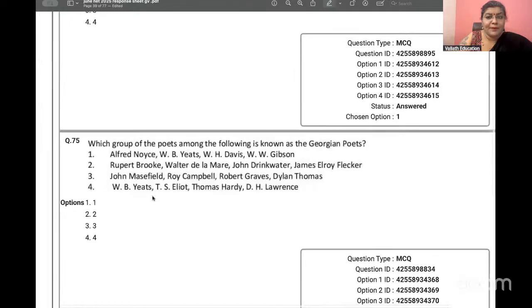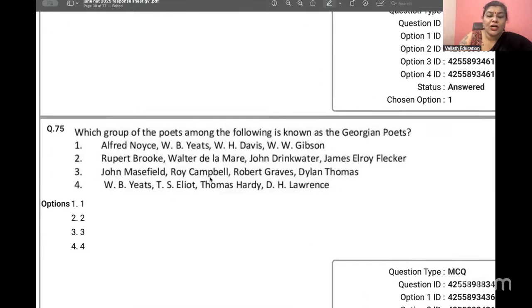Then, this is also easy. Georgian poets, BA level question. Who are the Georgian poets? Everybody knows. W.B. Yeats is not Georgian. Dylan Thomas is not Georgian. W.B. Yeats and T.S. Eliot are not Georgian. So 3 must be the answer. Sorry, 2 must be the answer. 3 has Dylan Thomas. 2 must be the answer. W.B. Yeats is not. Dylan Thomas is not. Again, W.B. Yeats is there. Definitely not. T.S. Eliot not.